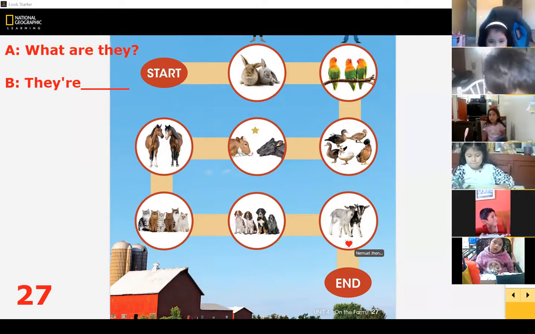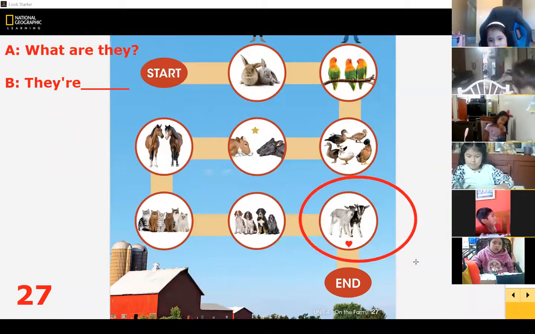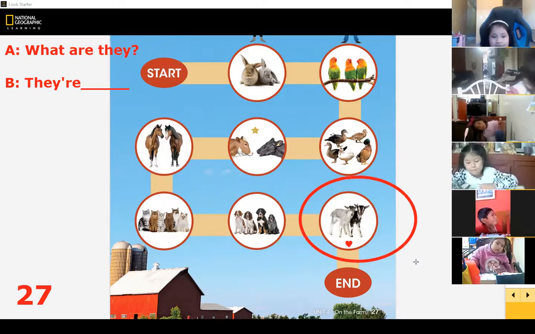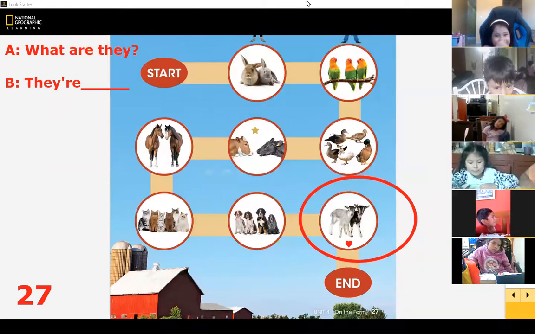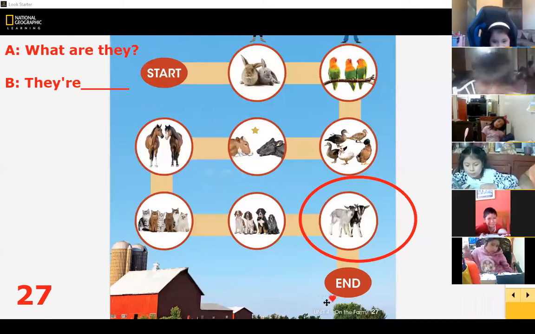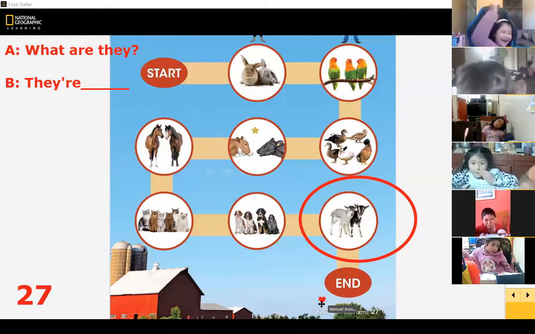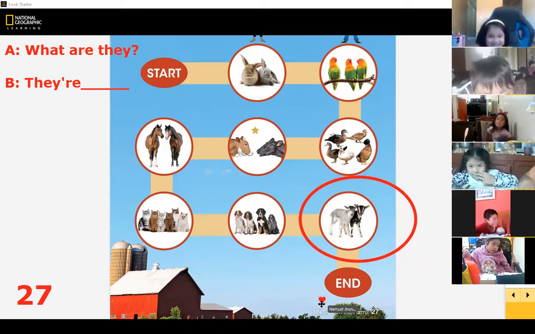Hello, teacher. Ok, Luciana, you tell me. What are they? They are goats or they are rabbits? They are goats. That's right. They are goats and the girls came to the last part. Llegaron a the end. Very good, girls.